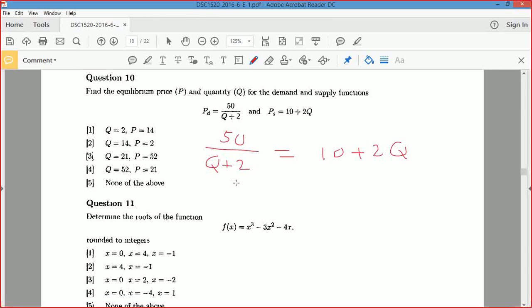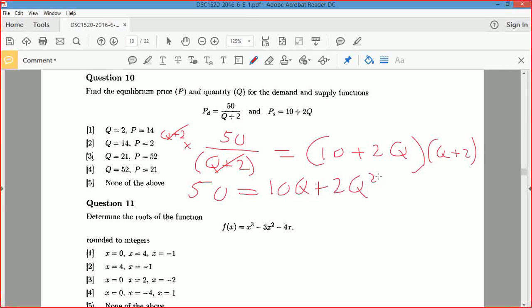Right, so do I want these denominators? No. So how do I get rid of a denominator? I times this side by q plus 2. If I times q plus 2, that cancels. That cancels. I'm left with 50 equals. I need to times all of this out. 10 times q is 10q. 2q times q is 2q squared. 2q times 2 is 4q. And 10 times 2 is 20.